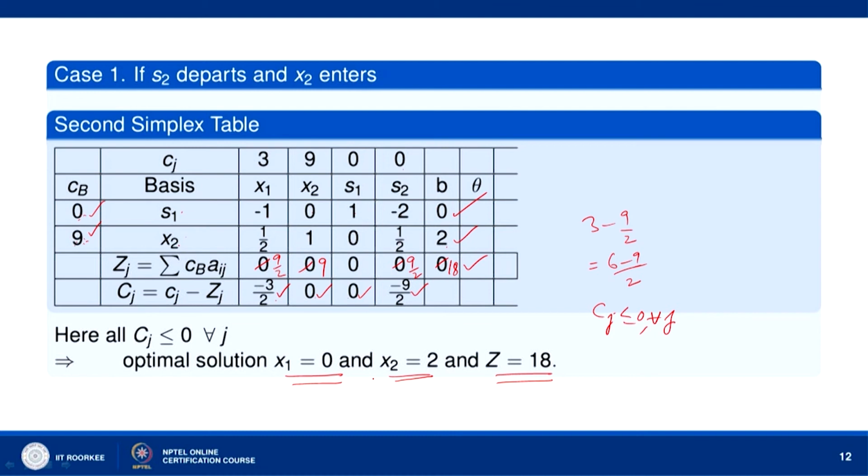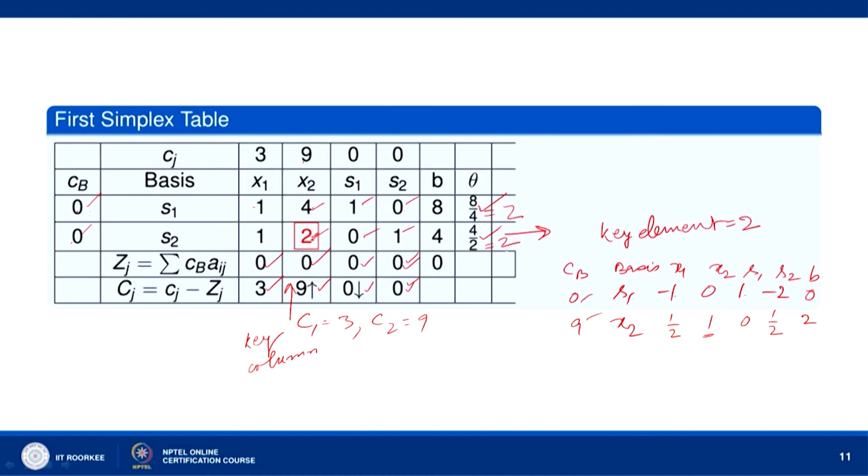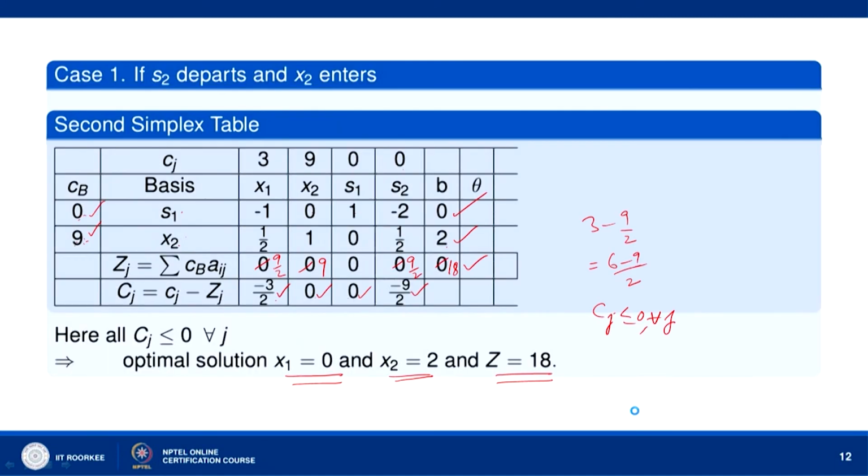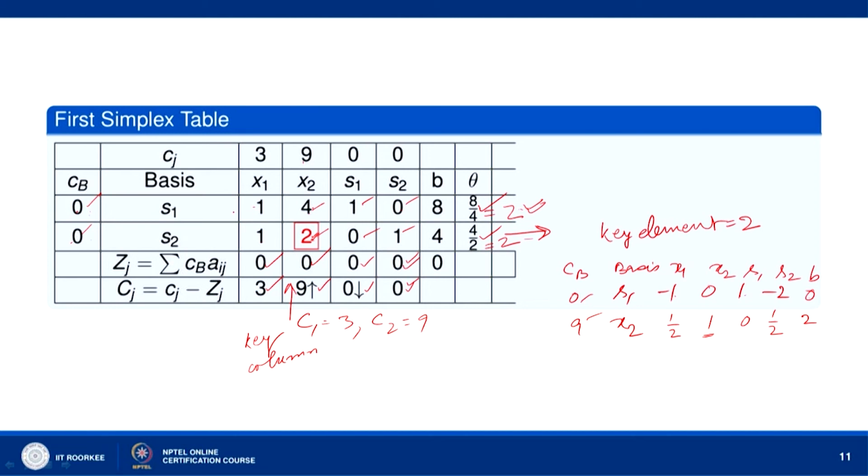Now, we got this while we considered this row as the key row. Let us see what happens if I select this row as the key row. If I take this as the key row, then x1 will be going out and x2 will be coming in. Okay. So, the new row will be CB. This element will be our key element now. Instead of 2, we will have 4 as the key element. So, x2 will be coming in place of s1.